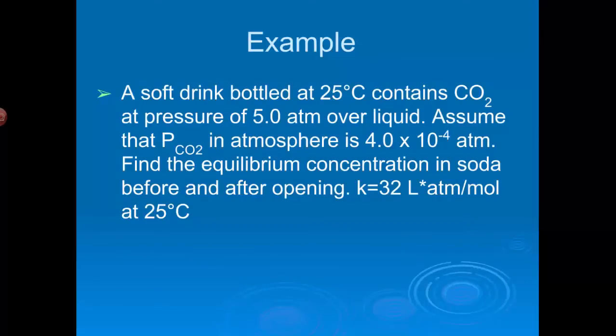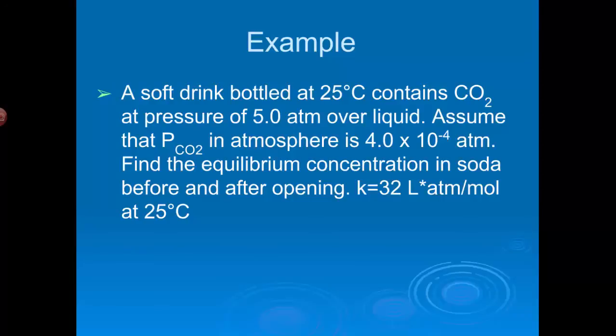So here's an example. We have a soft drink bottle at 25 degrees Celsius that contains carbon dioxide. The pressure is 5 atmospheres over the liquid. Assume that the partial pressure of CO2 in the atmosphere is 4.0 times 10 to the minus 4 atmospheres. Find the equilibrium concentration in soda before you open the can or bottle, and then after you open the bottle. And I have given you the value of K. K is equal to 32, and the units are liter atmospheres per mole at 25C. So K is given to you.